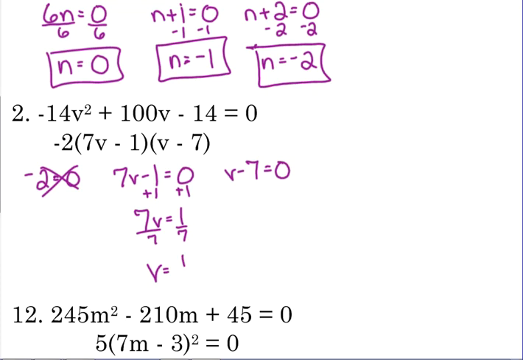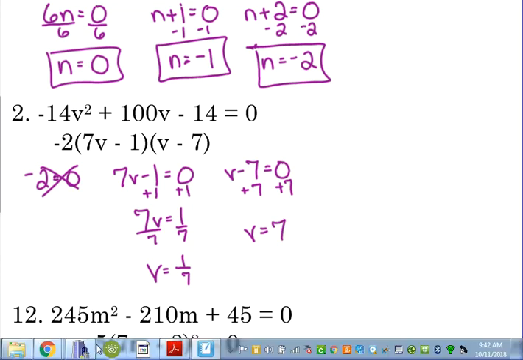So V equals 1 over 7. And for the last solution, we add 7 to both sides. So we get V equals positive 7.